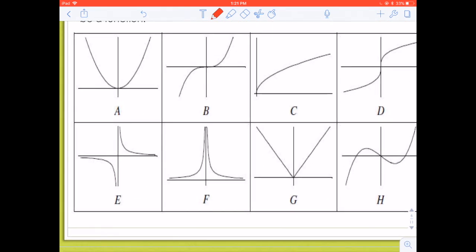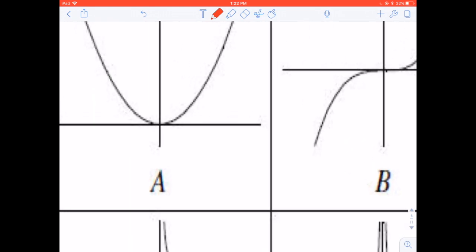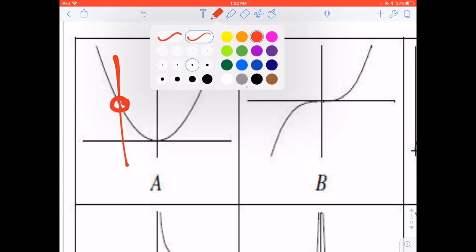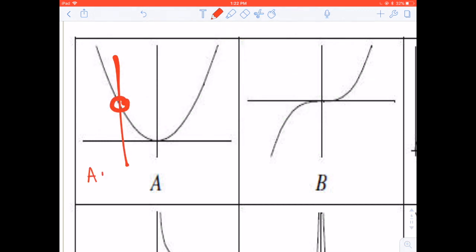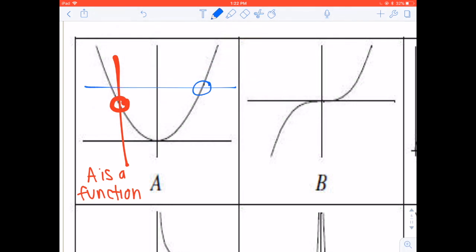So here are just a couple examples. I'll go through a few for you. So A, a straight line only crosses once. So that means that A is a function. However, a horizontal line crosses twice. That means A's inverse is not a function.